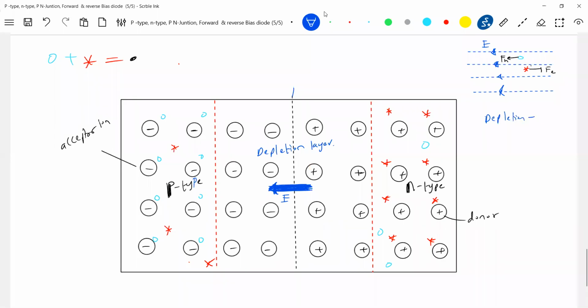Depletion means they don't give up electrons on their own. They're not surrendering. They're being robbed off here.